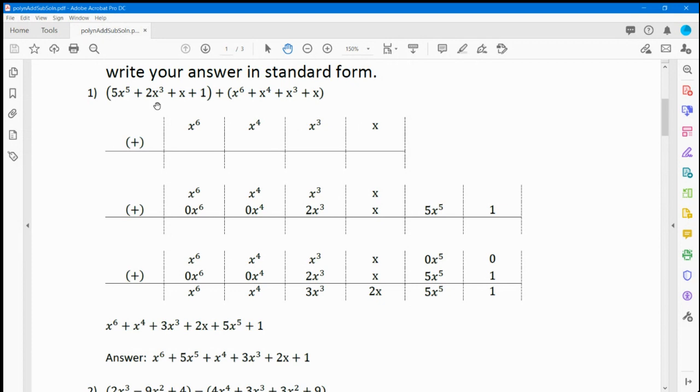2x cubed is going to go in the x cubed column because they're like terms. X goes into the x column, as you can see. 1, well, there is no column just for constants. 1 is an unlike term with any of the terms here, so 1 has to go into its own column. I put the zeros here, because the next step is to put zeros in the empty spots. If you didn't put a 0 there, that's fine, you just have to remember that nothing goes there.